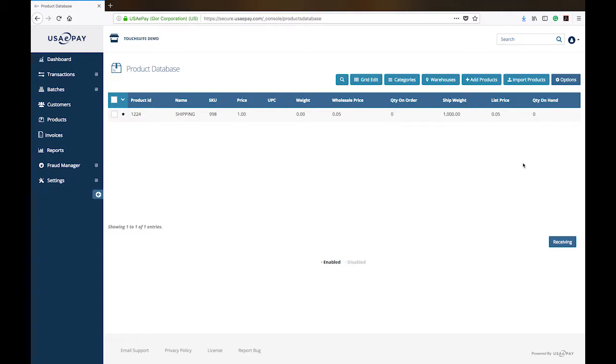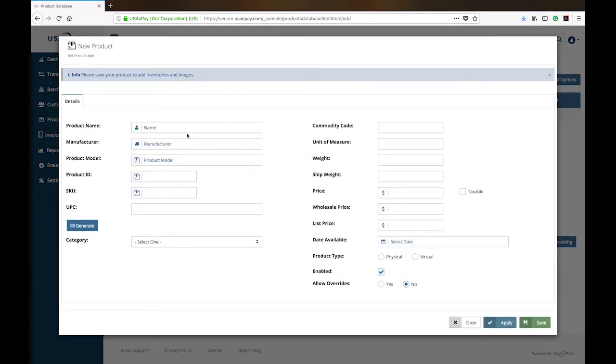So if you have a repeat customer or a very specific product or service that you utilize a lot, it is highly recommended that you go ahead and add that customer and or product. So what you see here is I just created a default shipping one. Let's go ahead and add a new product real quick so you can see how awesome it is.